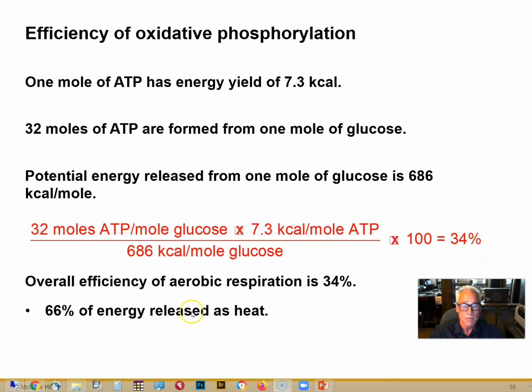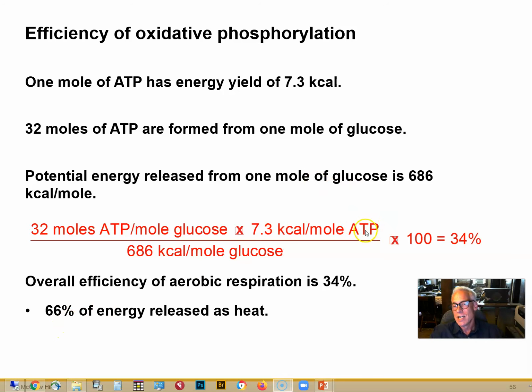Incredible. What happened to the other 2/3 of the energy that was originally stored in the glucose molecule? Released as heat. So it's a good thing to keep in mind. I'll probably ask you that about a million times. How much of the energy from your fuel molecules is lost as heat in the production of ATP? 2/3, 66%.